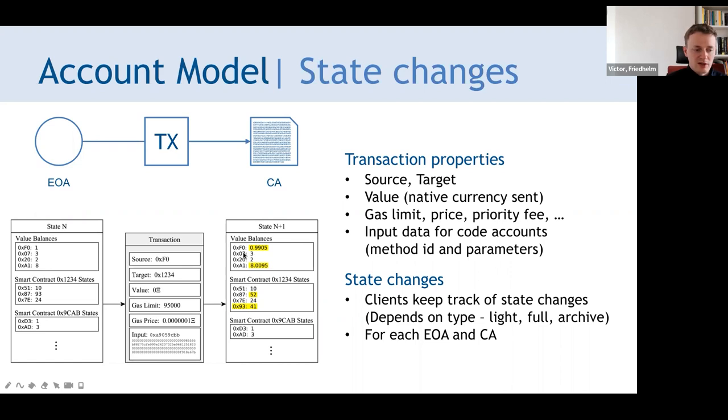So for example, the sender of that transaction now suddenly has less ether, and the miner of this transaction may get this as a mining reward. And then the smart contract that this transaction interacted with may have internal state changes. So some state variable changes to 52, or maybe even some new state variables appear. And so a client of these account model blockchains keeps track of all of these state changes. To what extent they do that depends on the type of client. There are different types, light, full, and archive ones, and we'll briefly look at this in a later slide.